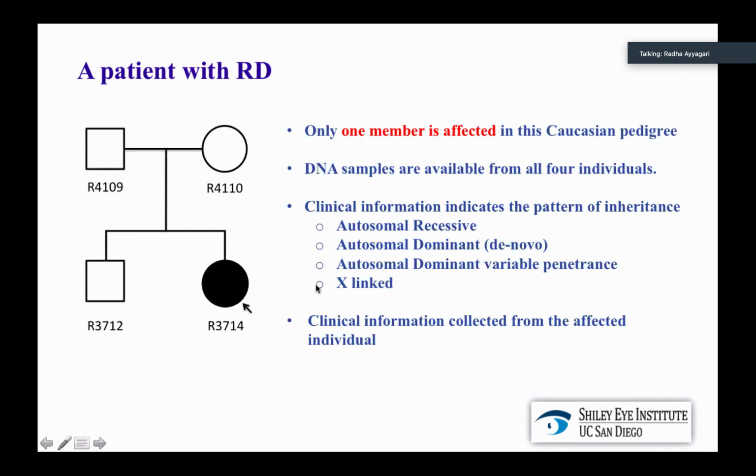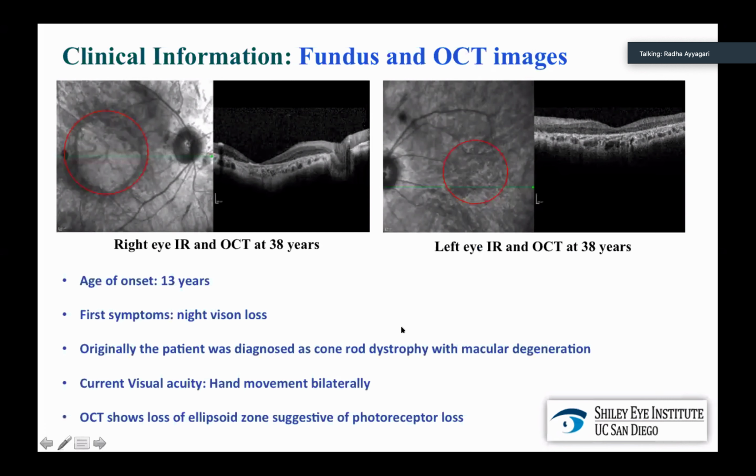And here I'm going to talk about a pedigree. This is an affected individual, and this is her unaffected sibling and father and mother. This individual has inherited retinal dystrophy, and there is no known family history of disease. These are the clinical details, which I'm not going to go into at this point. But the age of onset is 13 years in this individual.